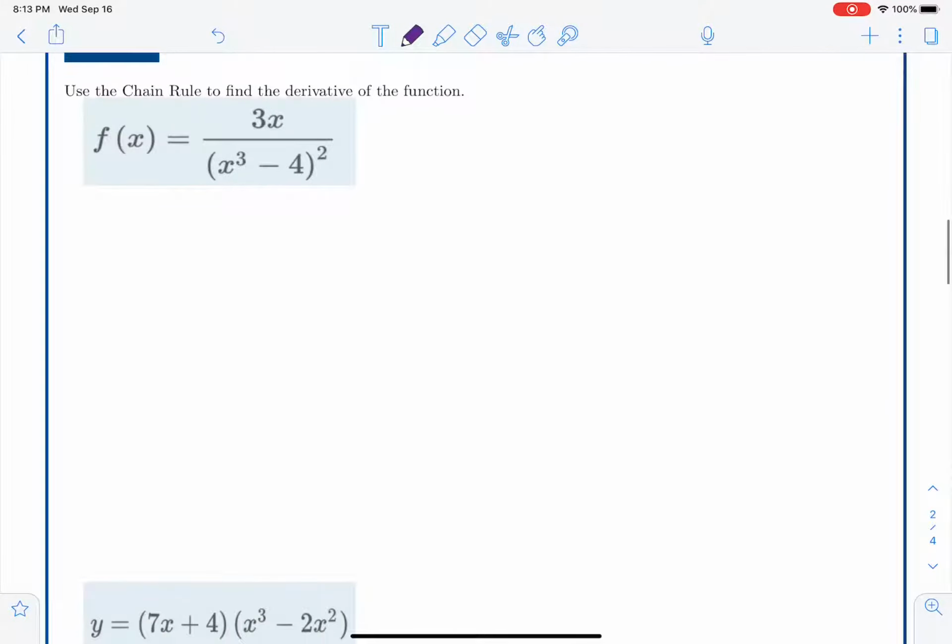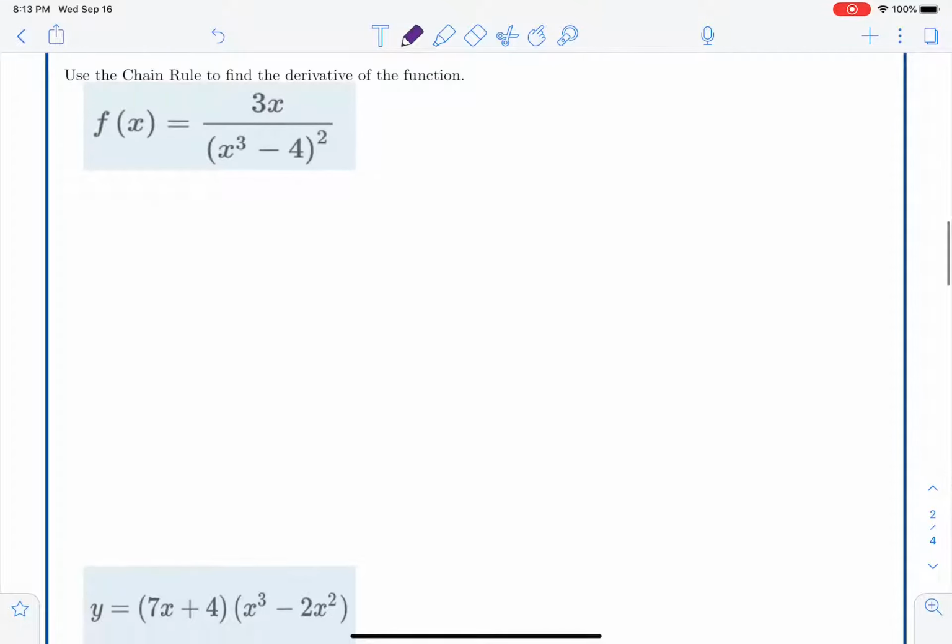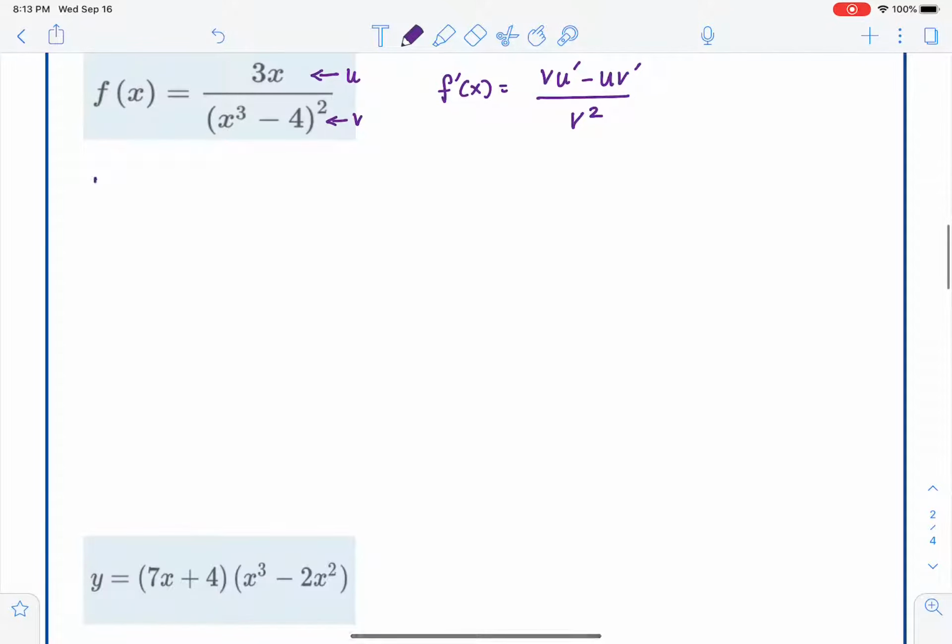So here we have to use a combination of quotient and chain rule to find the derivative. The numerator is u, the denominator is v, and f prime of x is v u prime minus u v prime divided by v squared. So u is 3x. V is (x cubed minus 4) squared. U prime is simply 3.